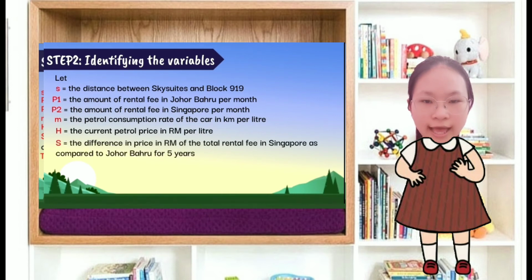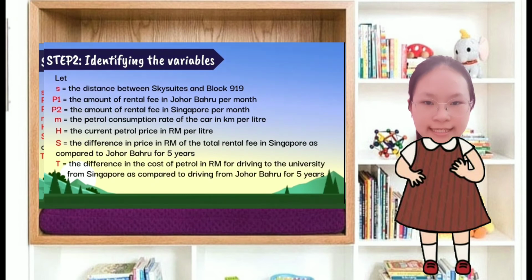S equals the difference in price in RM of the total rental fee in Singapore as compared to Johor Bahru for 5 years, and lastly, T equals the difference in the cost of petrol in RM for driving to the university from Singapore as compared to driving from Johor Bahru for 5 years.